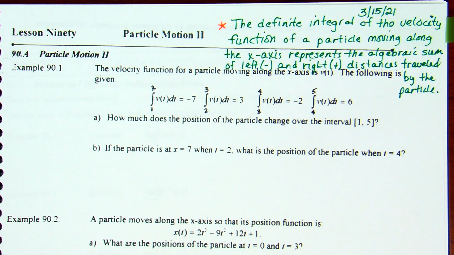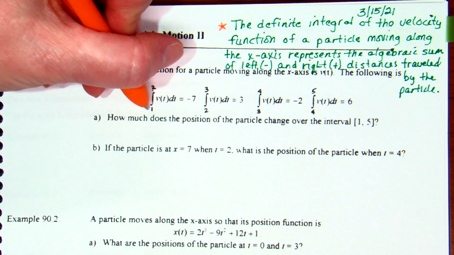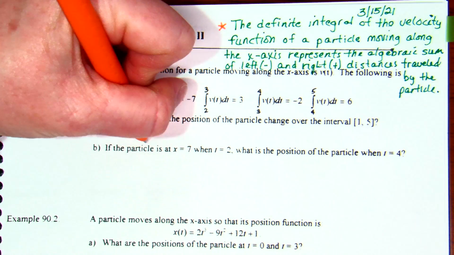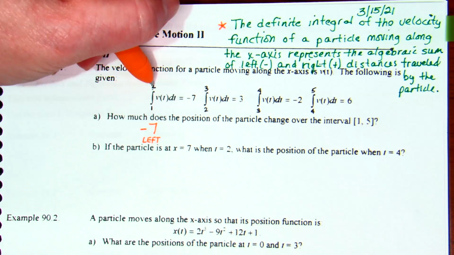How much does the position of the particle change over the interval from 1 to 5? So thoughts on what we do here? Add them all up? Essentially right. If we're starting at 1, what's our first interval we know? From 1 to 2, there is a change of what? Negative 7. What does that negative 7 indicate? That would be left 7. Okay, so that's from 1 to 2.